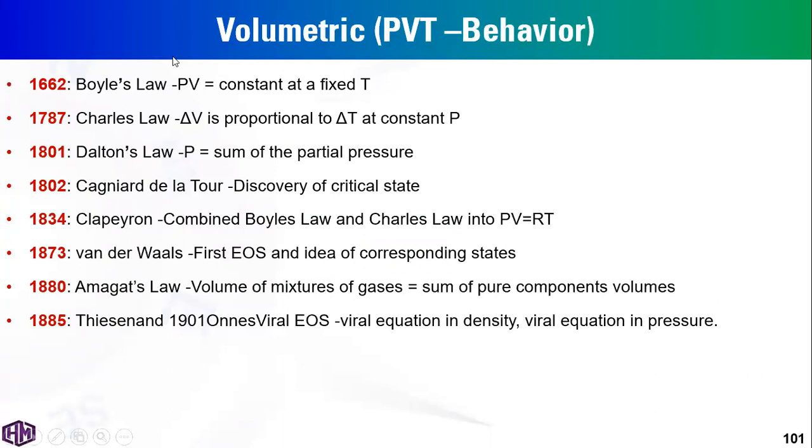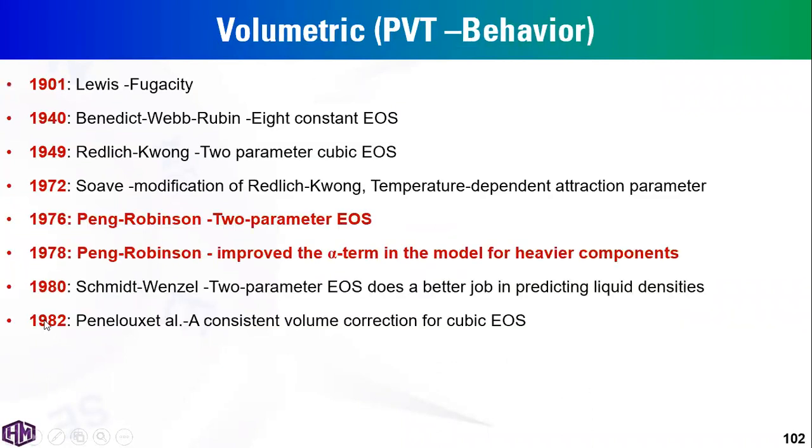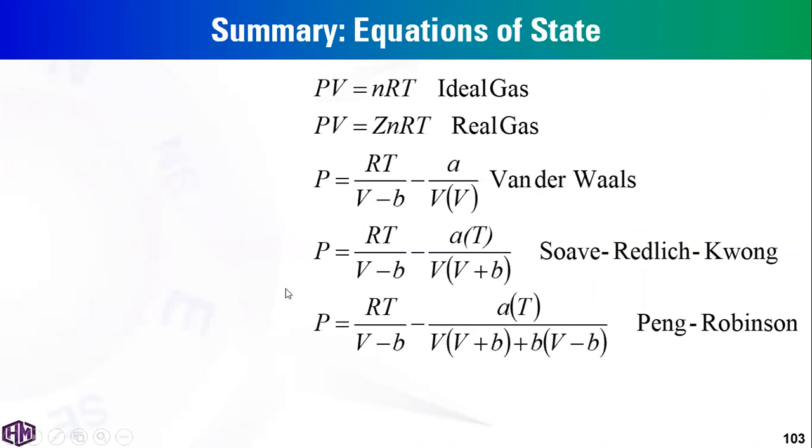This is the history of equations of state, as you can see, starting from 1662 up to the 1982 Benelux equation of state, which means we have a volume correction factor. This is one of the widely used equations of state. Others are the Peng-Robinson two-parameter equation of state, and the SRK equation of state. These are two of the most widely used equations of state in the oil and gas industry.